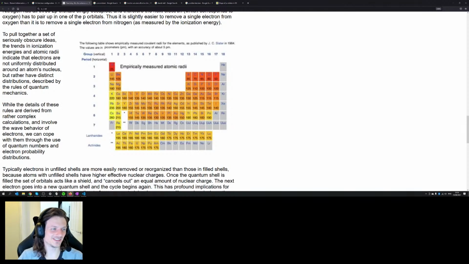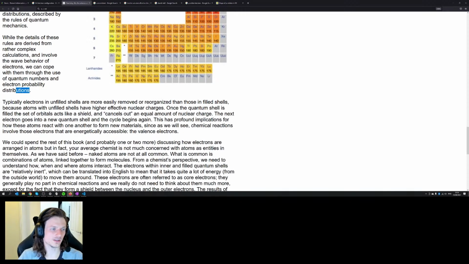While the details of these rules are derived from rather complex calculations, which we'll get into, and involve the wave behavior of electrons, we can cope with them through the use of quantum numbers and electron probability distributions.